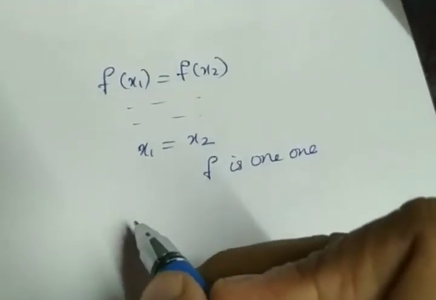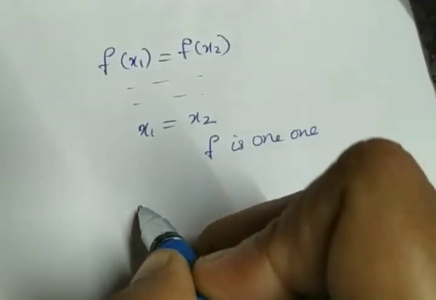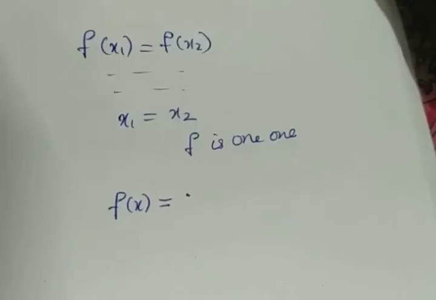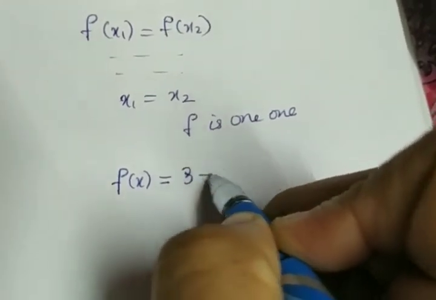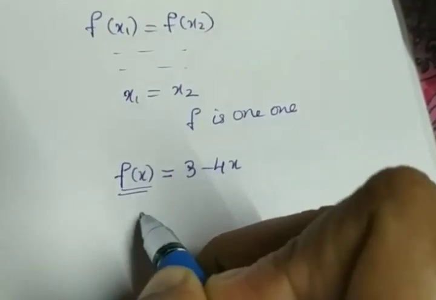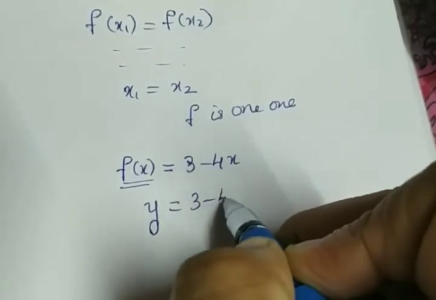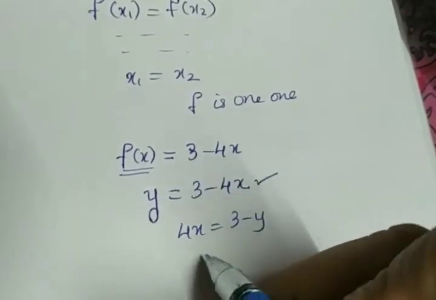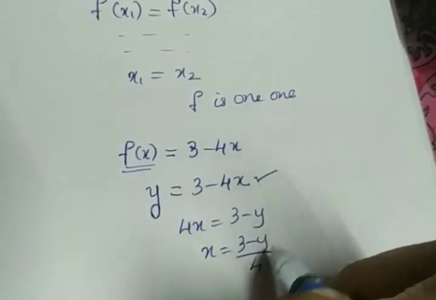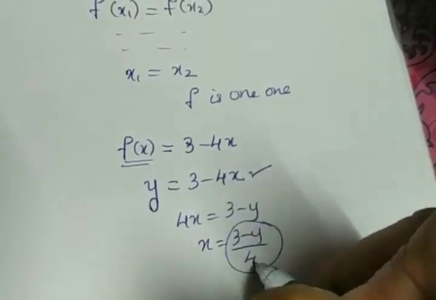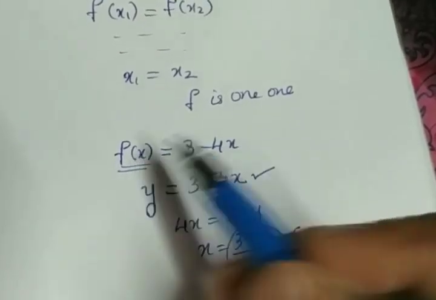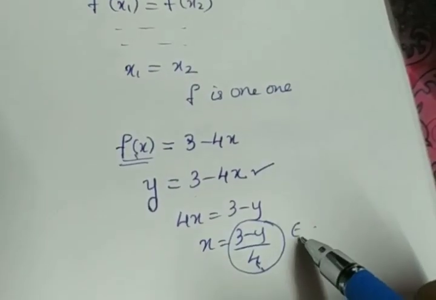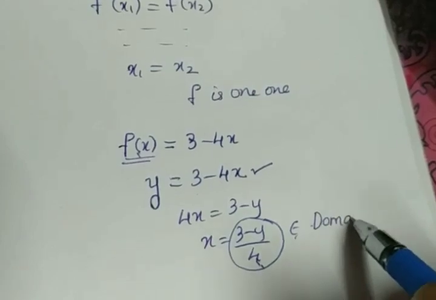To check whether it is on-to or not, what will we do? A function will be defined in the question. Suppose that f(x) is defined as 3 minus 4x. Instead of f(x), we will replace it by y. y = 3 - 4x, and we will find x from this equation. So 4x = 3 - y and x = (3 - y)/4. If we get an element like this, we will check whether this element belongs to the domain of the given function f. If it belongs to the domain, we will come to the conclusion that f is on-to.